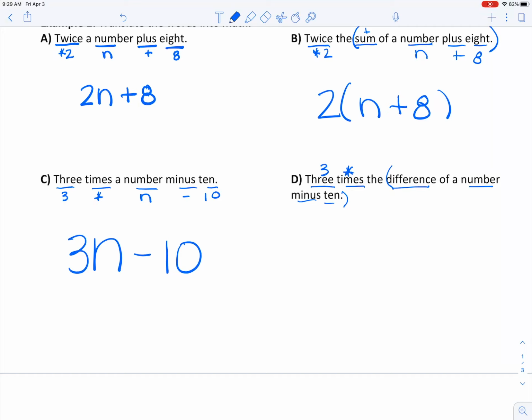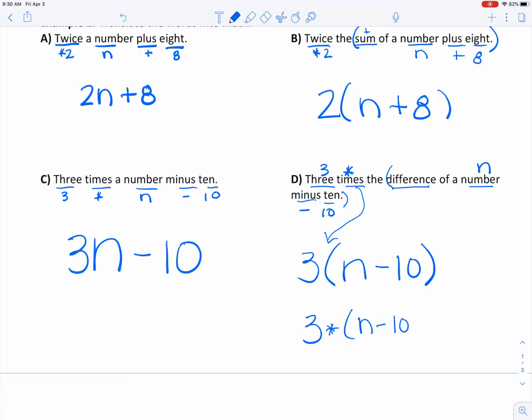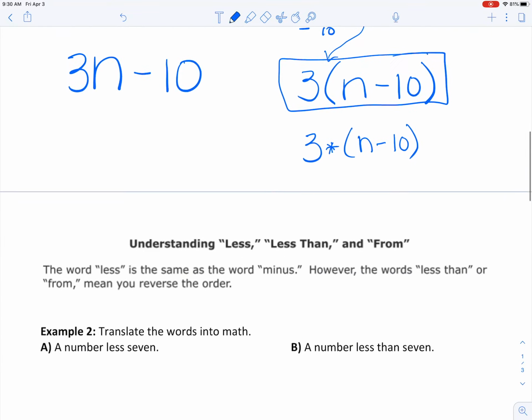So we have 3 times, the difference means subtraction, of a number minus 10. Okay, so that means 3 times a number minus 10. Now I know that there is a multiplication right here, but if I have a number in front of parentheses and I don't put a multiplication in there, that's the same thing. So I could also have written it like this, 3 times a number minus 10. Either of these two is okay. Most mathematicians would write it this way. It's a bit shorter, simpler.